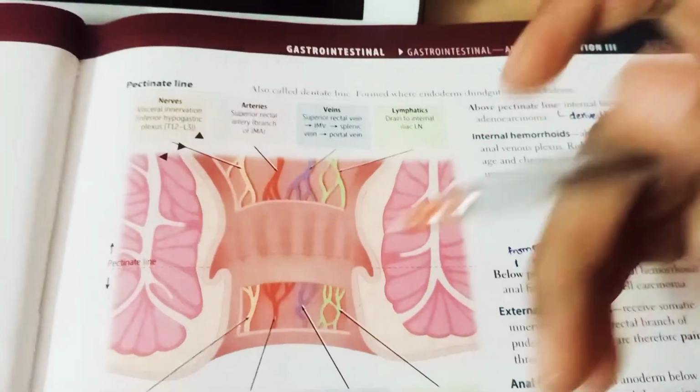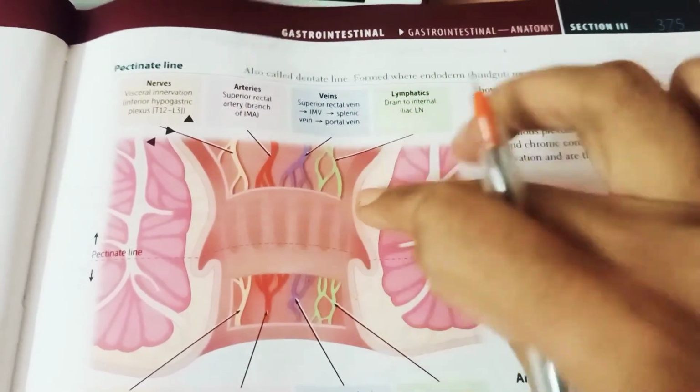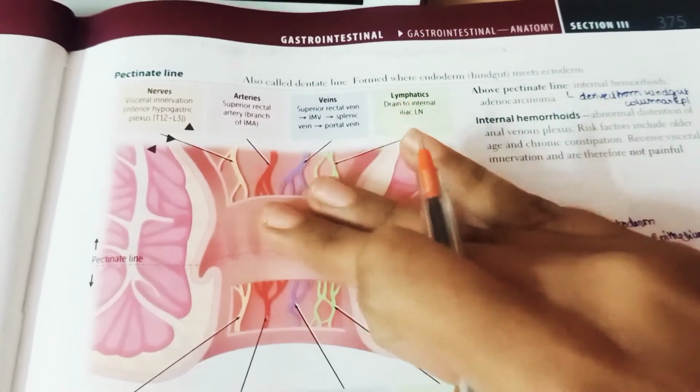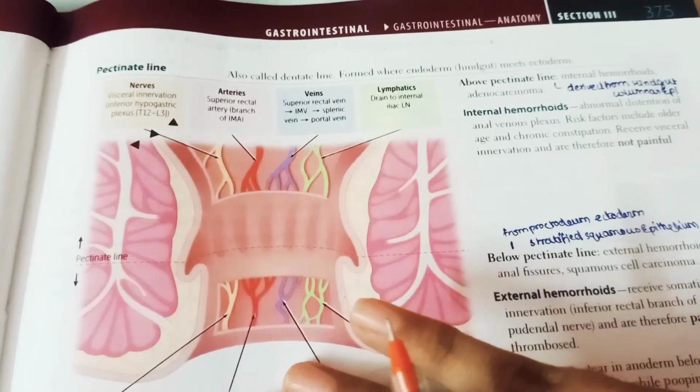Now let us discuss about pectinate line. Pectinate line is also called as dentate line. It is separating the endoderm from the ectoderm. Endoderm is derived from the endoderm of the hindgut, and it is separated from the ectoderm. Ectoderm is also called as proctodeum.